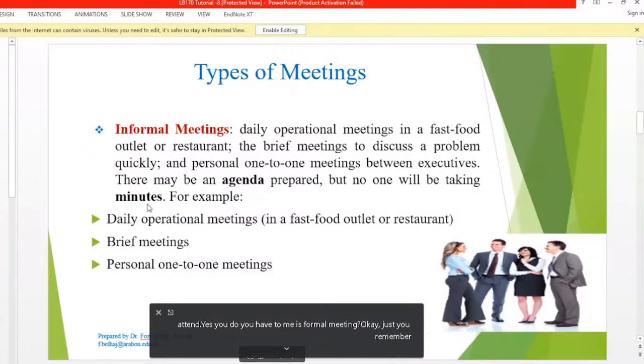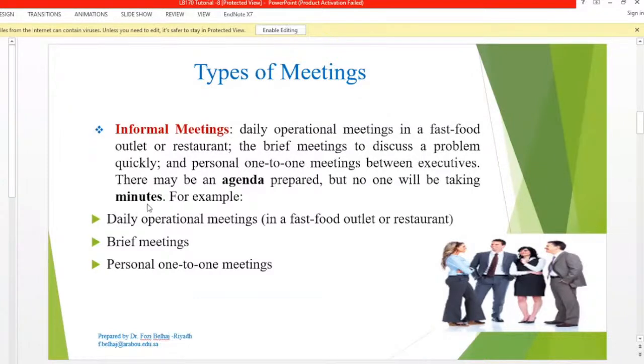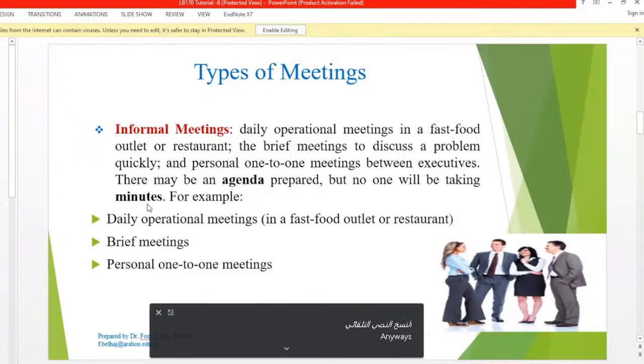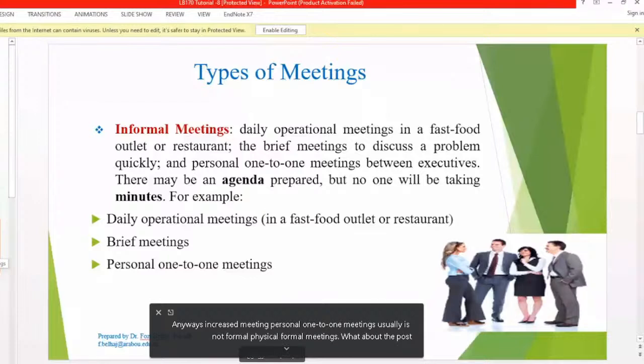Just remember, formal meetings have an agenda, minutes, and what else, guys? Slides and notes. And there is a specific time. It is fixed and on your weekly schedule, if you notice, and you put this in your calendar. It means it is formal. Anyways, the brief meeting and personal one-to-one meetings are usually not formal. They are informal meetings.